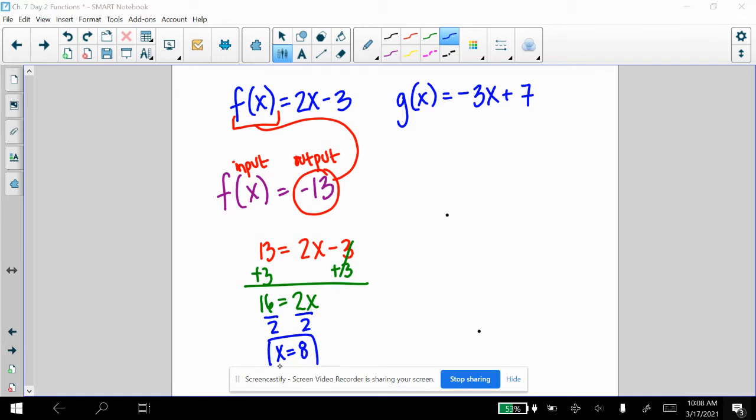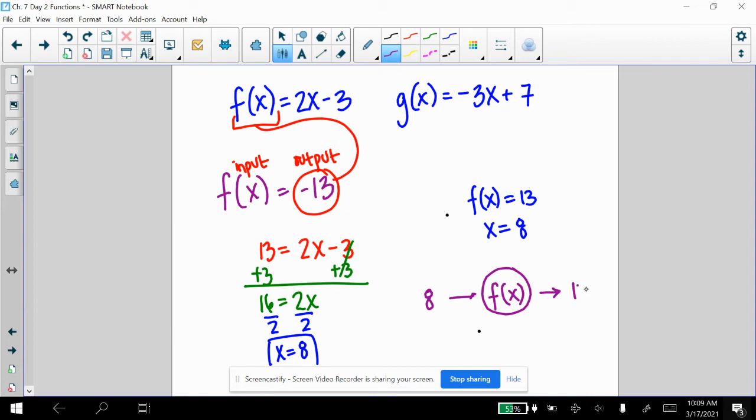So again, what this means is that if I have f of x equals negative 13, then that means x has to equal negative 5. Or if we think about this as our little function machine, if I have the machine of f of x, and I'm plugging in negative 5, because that's my input, my answer will be negative 13.